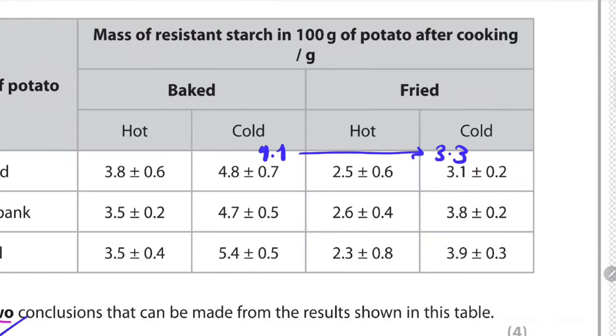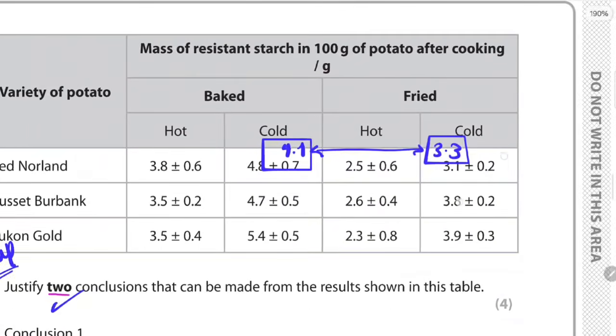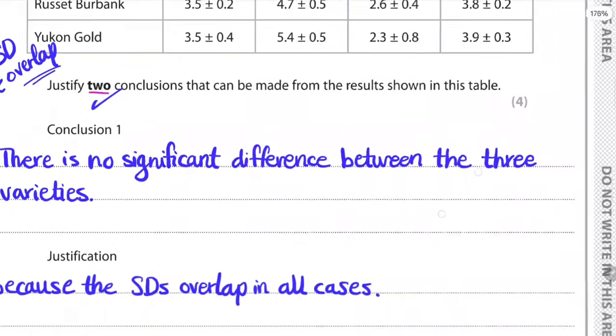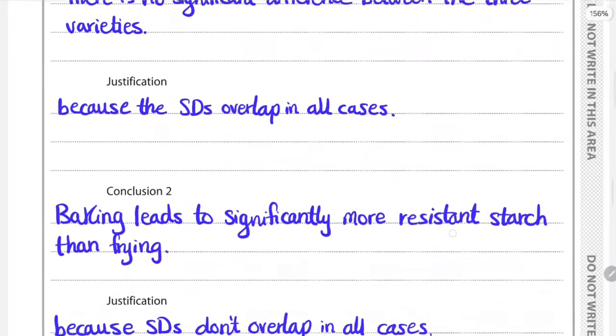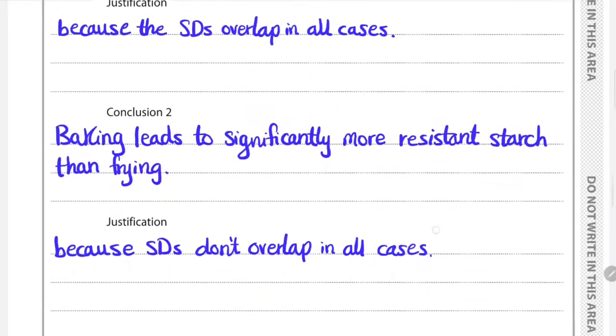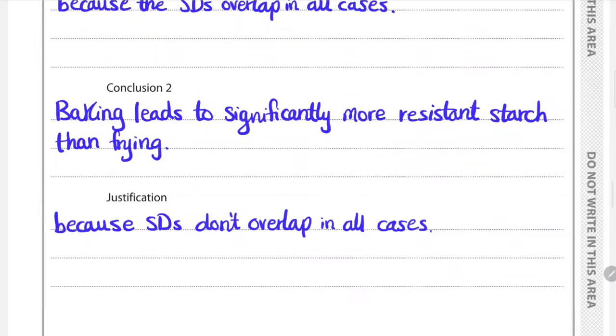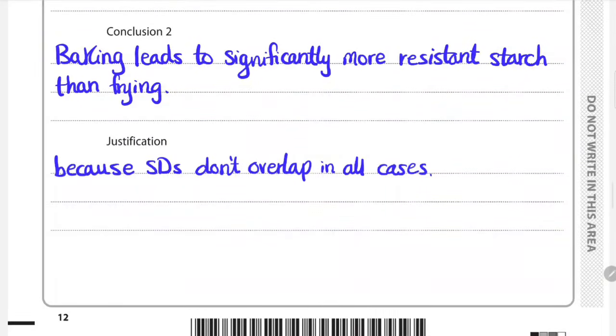There is no overlapping between the minimum point of the higher number and the maximum point of the lower number. So there is no overlapping, and that means there's significantly more resistant starch for baking than frying. Okay, and this is because the standard deviations don't overlap in all cases.